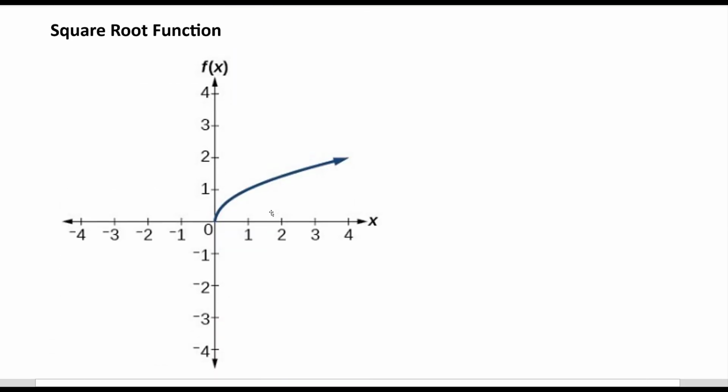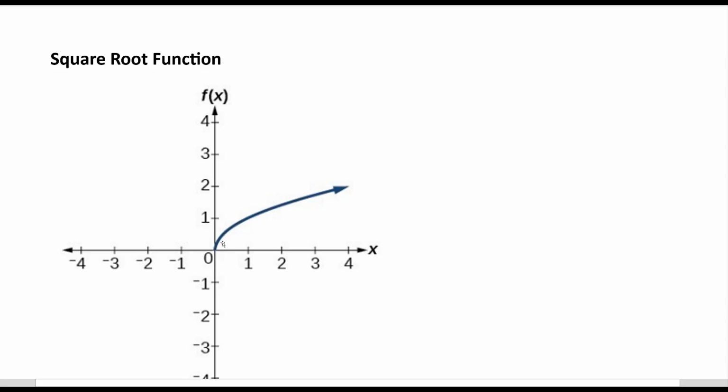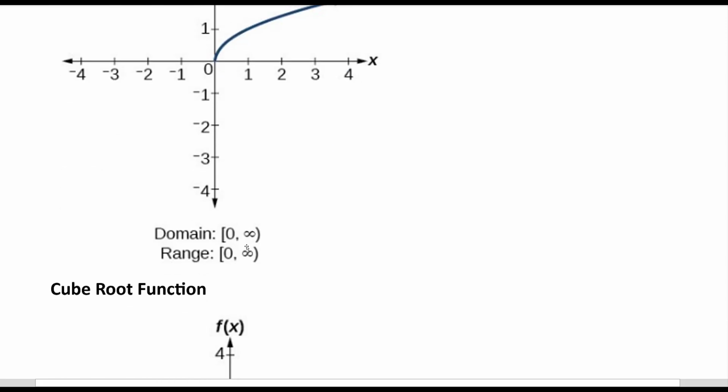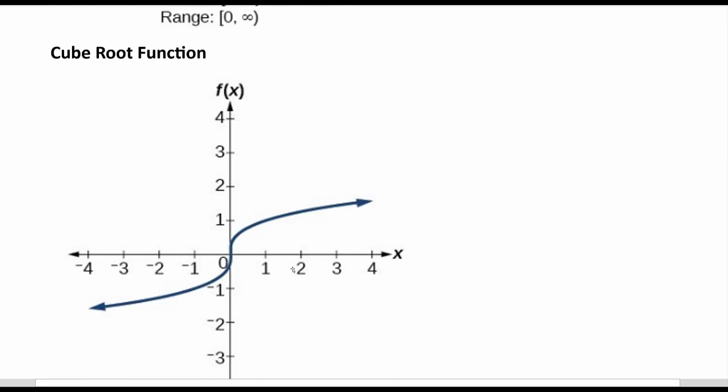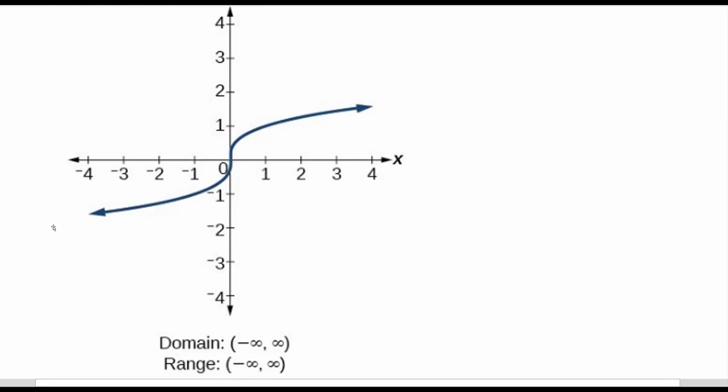And the square root function. So for x, it's just going to be 0 to infinity going out there. And for y, it doesn't grow as quickly as x grows, but it still is going up. So 0 to infinity for both of those. Then we have our cube root function. Looks like an S. So horizontally it's all those values, and vertically it will take on all those values.